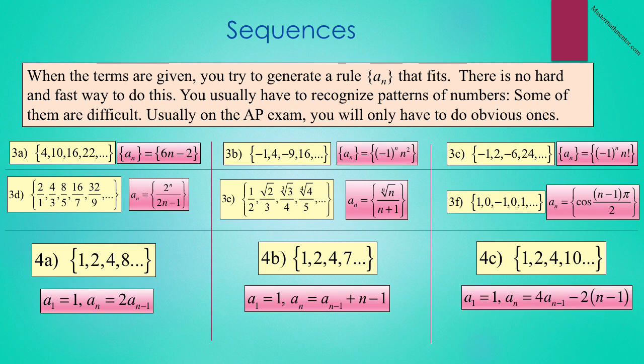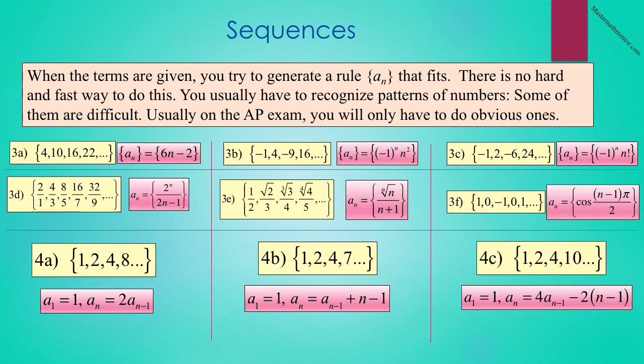4c reads 1, 2, 4, 10, dot, dot, dot. This is a very difficult problem, and is only given to show you how complex these can be. Let's look at the answer and show that it works.